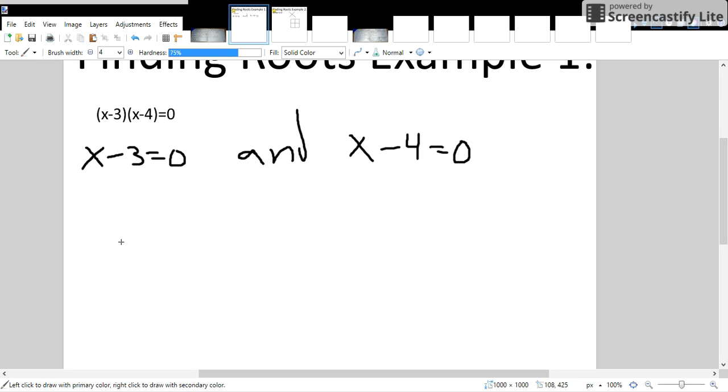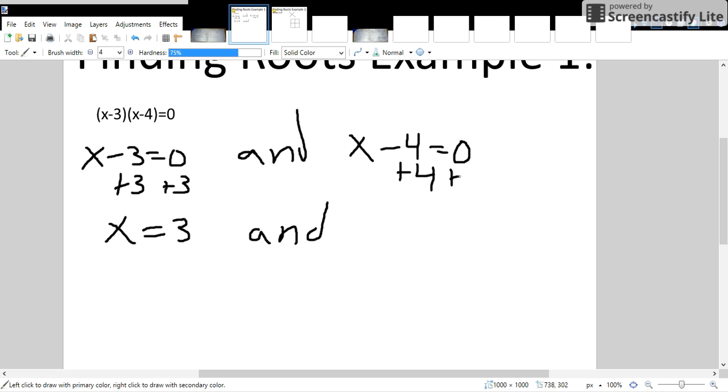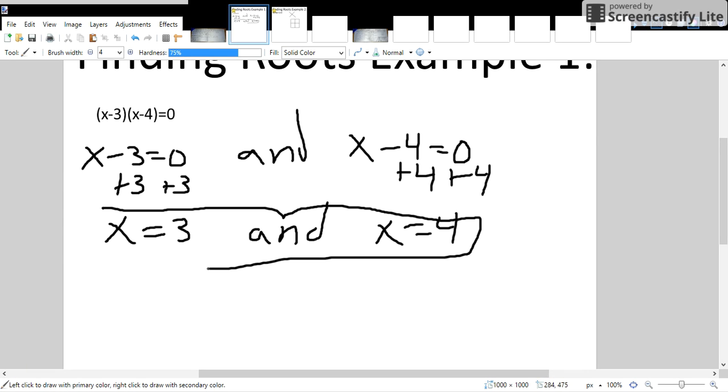So we're going to solve each of these. Add 3 to both sides. x equals 3. And let's solve our other side. Add 4 to both sides. x equals 4. So our solutions are x equals 3 and x equals 4.